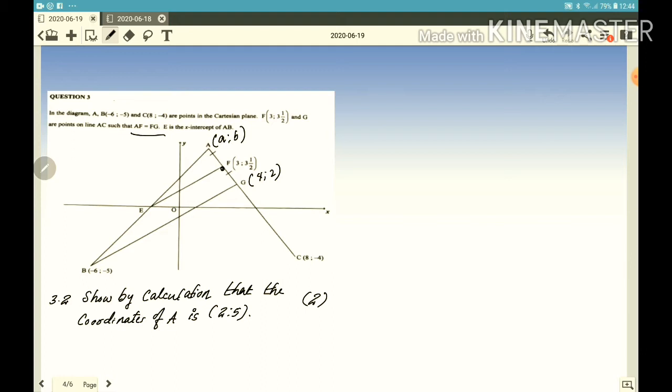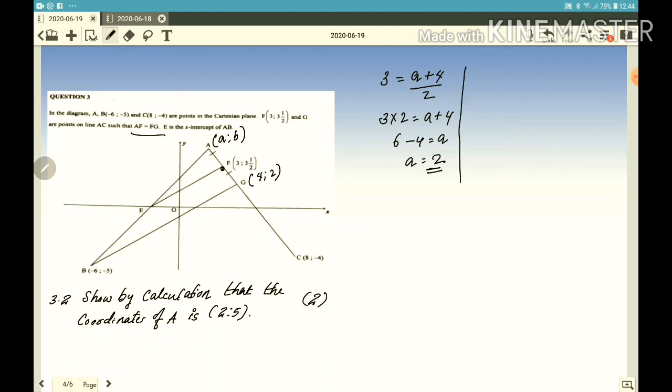Look at that. The x value of the midpoint is 3. That is because of the x value of A, that is small a, plus the x value of G, which is 4, divided by 2. Now cross multiply, we can get it. That is 3 times 2 is equal to a plus 4. That is 6 minus 4 is equal to a. That is a is equal to 2.